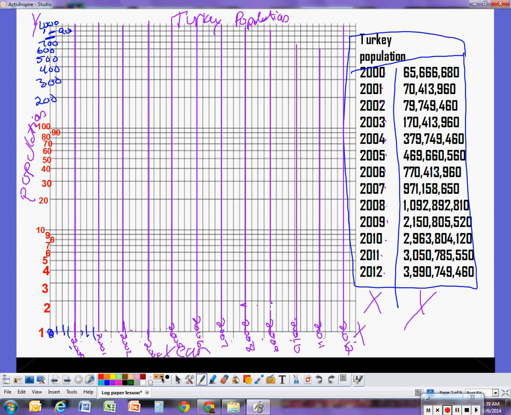So is our graph even made correctly? No, it's not. So what's the lowest number? 3 what? Almost 4. This one, right? 1, 2, 3, yeah. So what's that number? 2 what? I think that's billion? 2,150,850,520. Yeah, so that'd be 2 million.